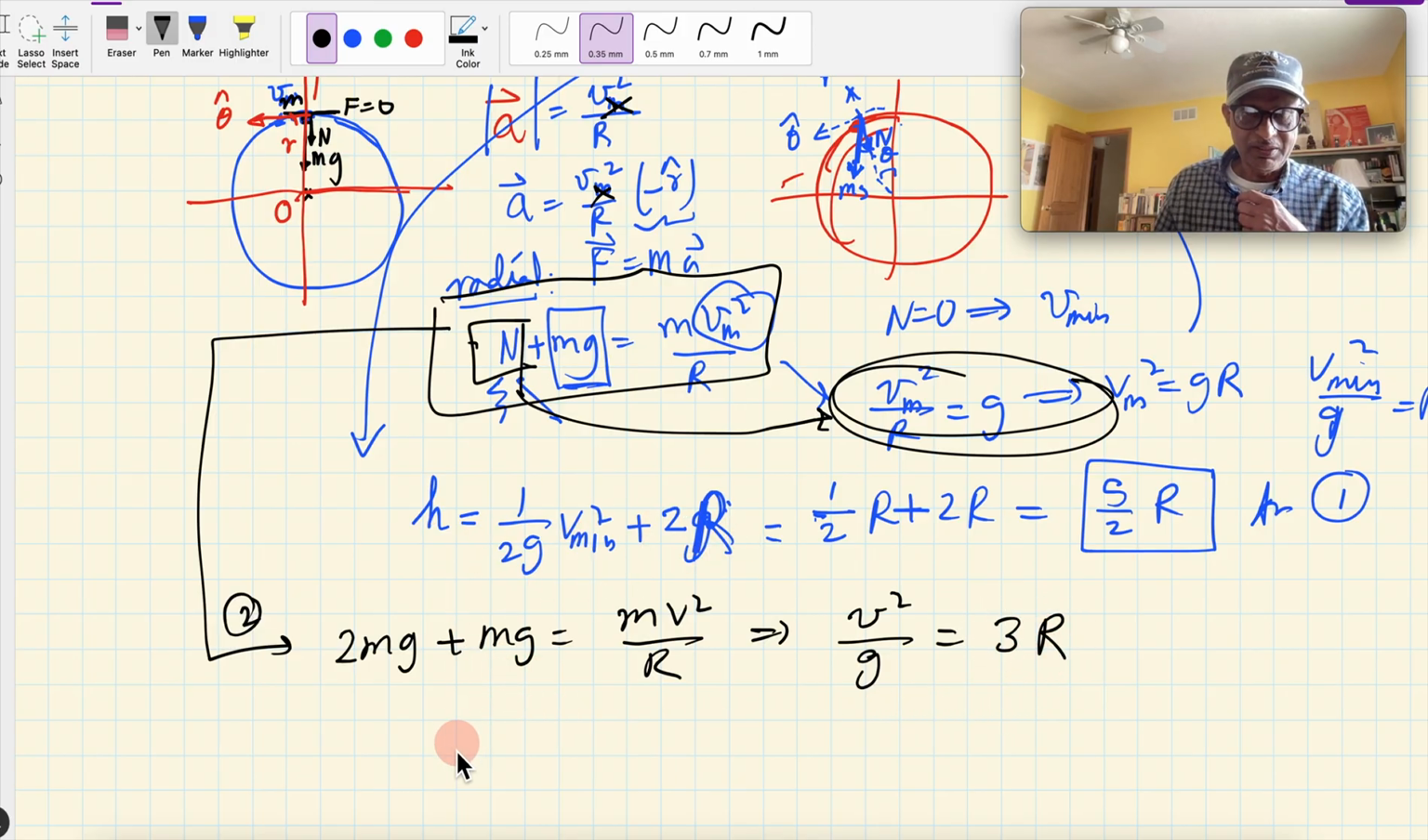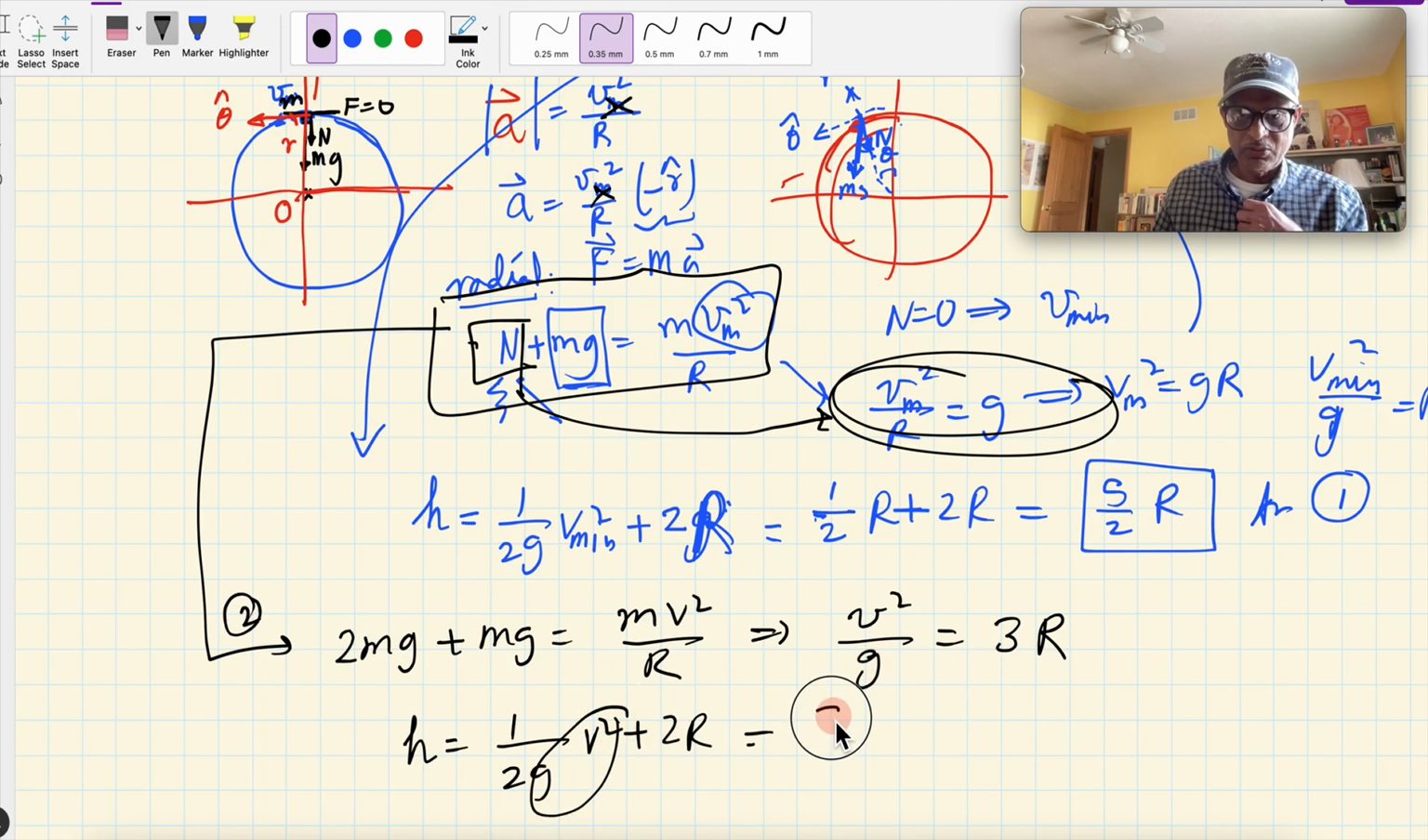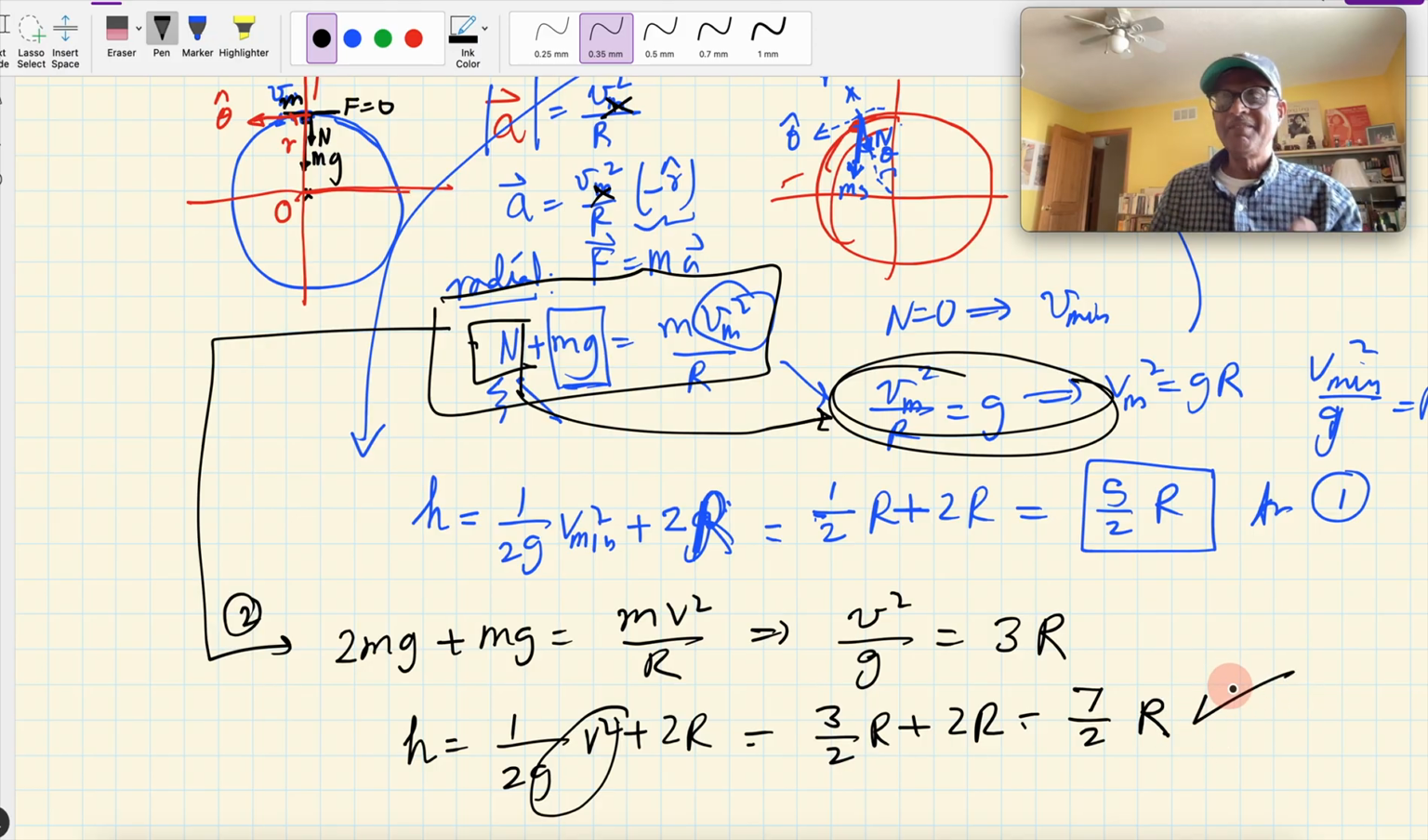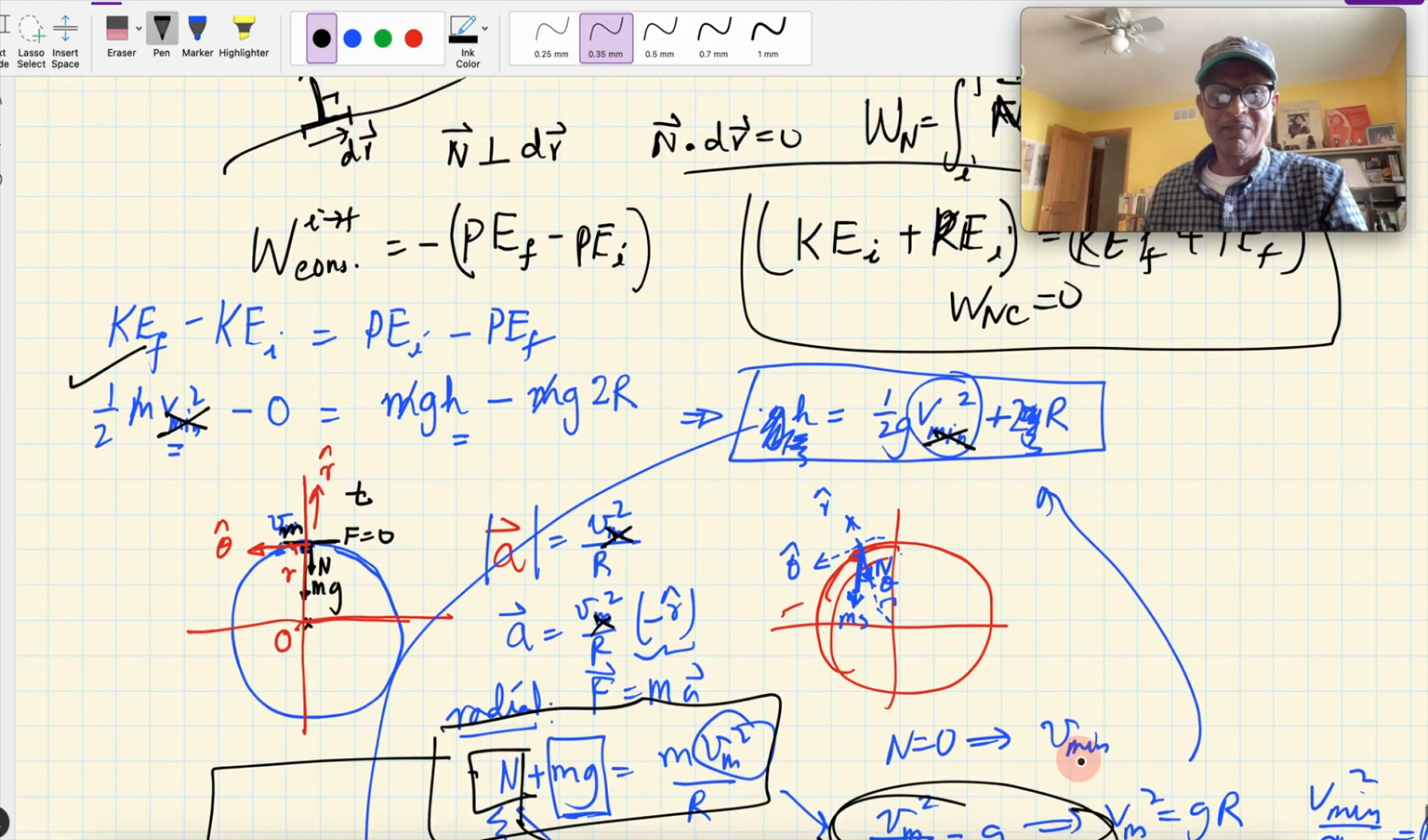So now here h will be 1 over 2g v squared plus 2r, and v squared over g is 3r, so 3 over 2 r plus 2r, 7 over 2 r. Okay, so you have to let go at this height for it to push twice its weight.